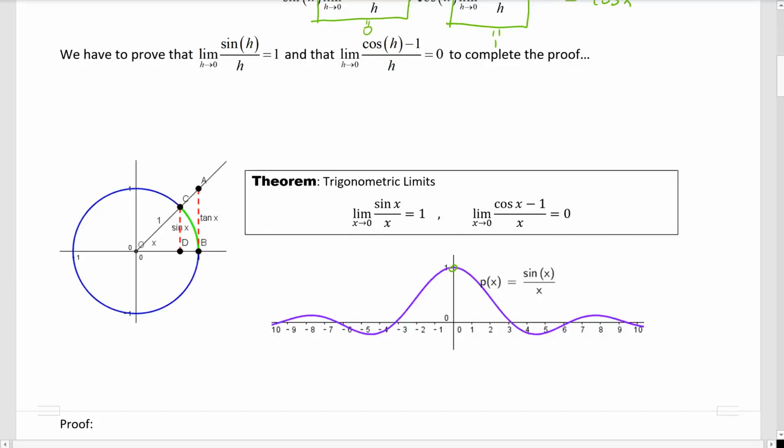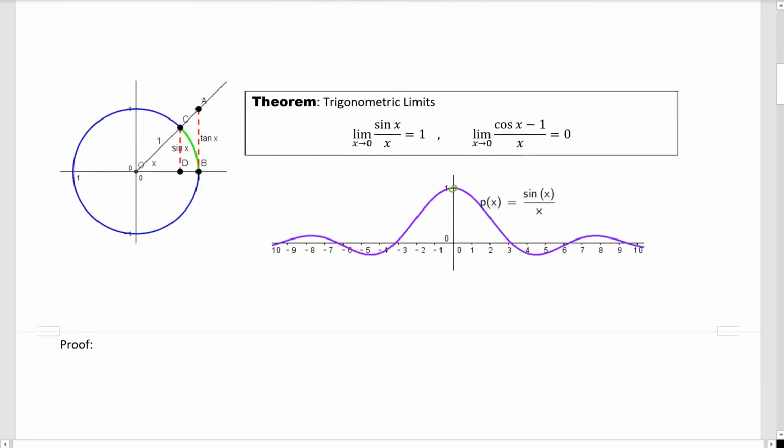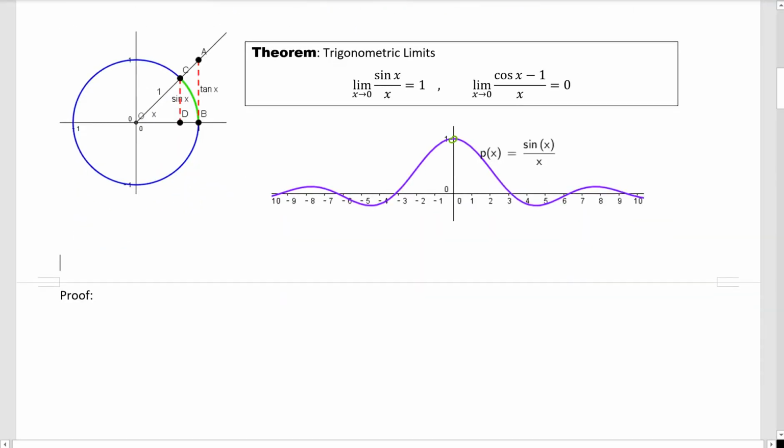So, let's see. I want to compare the area of the triangle OCD, and the sector OCB, and the area of the triangle OAB. Which one is biggest? Which one is smallest?